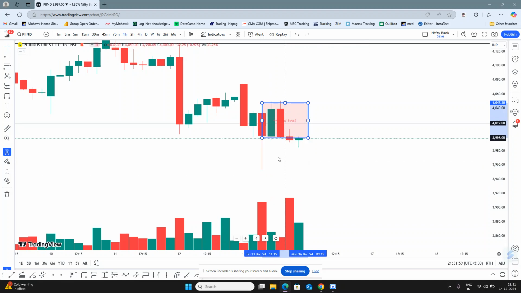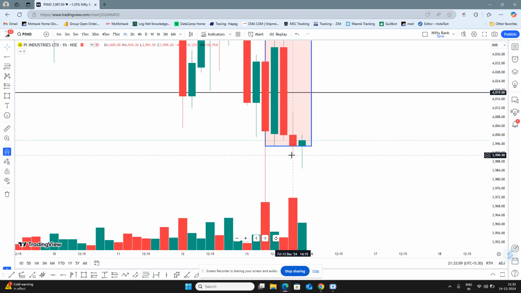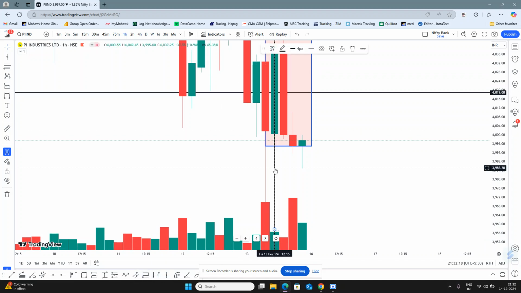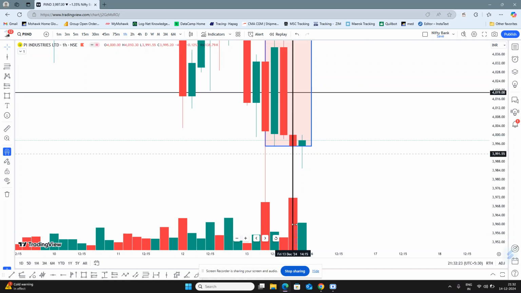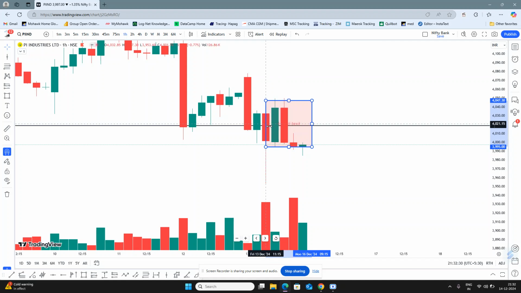What is the close? It is 3995. 3995 is the low of the candle. Let me mark. This is the low of 3995. And what is the close of this? 3995.20. So we have not yet closed below it, right? This is something, what I see is bear trapping happening.